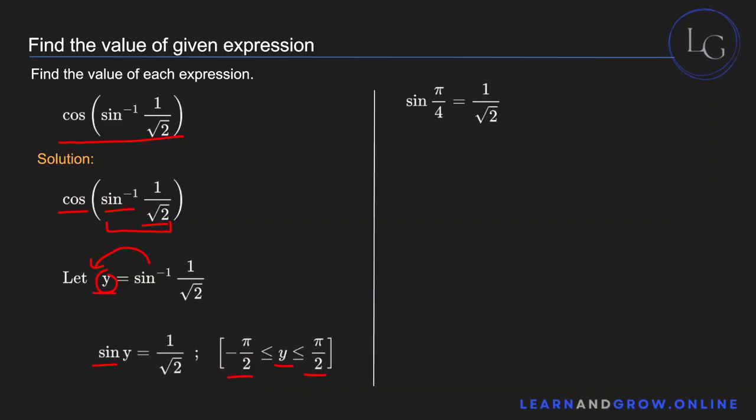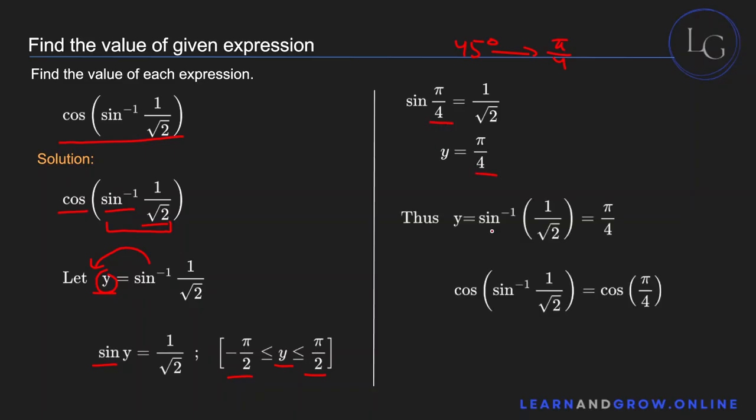So, if we see that the value of sine y is equal to 1 by under root 2, you can use your previous knowledge to find that the value of y will be equal to 45 degrees, right? Because sine of 45 degrees is 1 by under root 2, and 45 degrees in radians is pi by 4. So that's why we have this pi by 4 here. So y is equal to pi by 4.